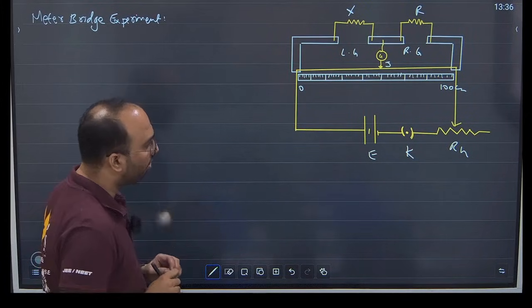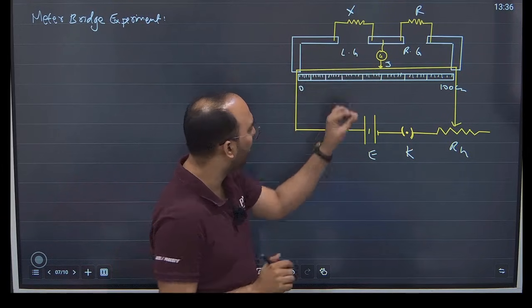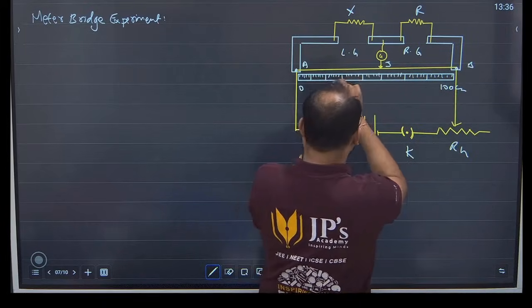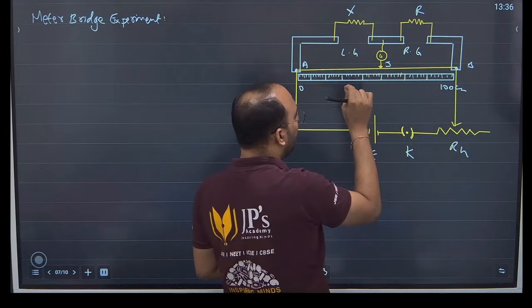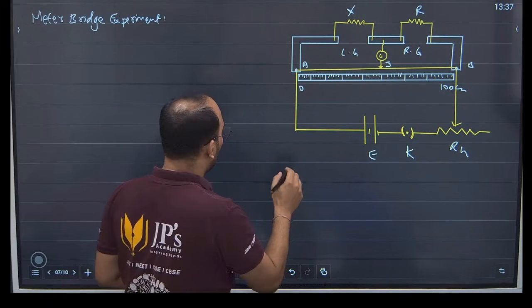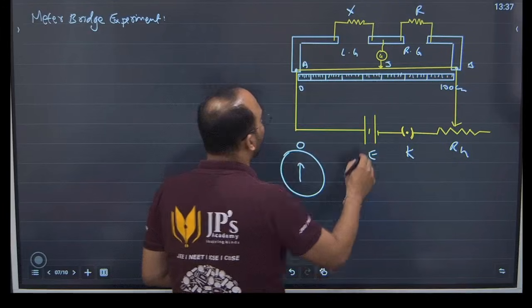Now what are the steps to be followed? First step: when you want the X value, you tap the jockey on this meter bridge wire. If I call this wire A and this B, you have to tap the jockey on this AB wire. Until when? Until you see that there is no deflection. When you see the galvanometer, it has to read zero deflection. This we call the null point.